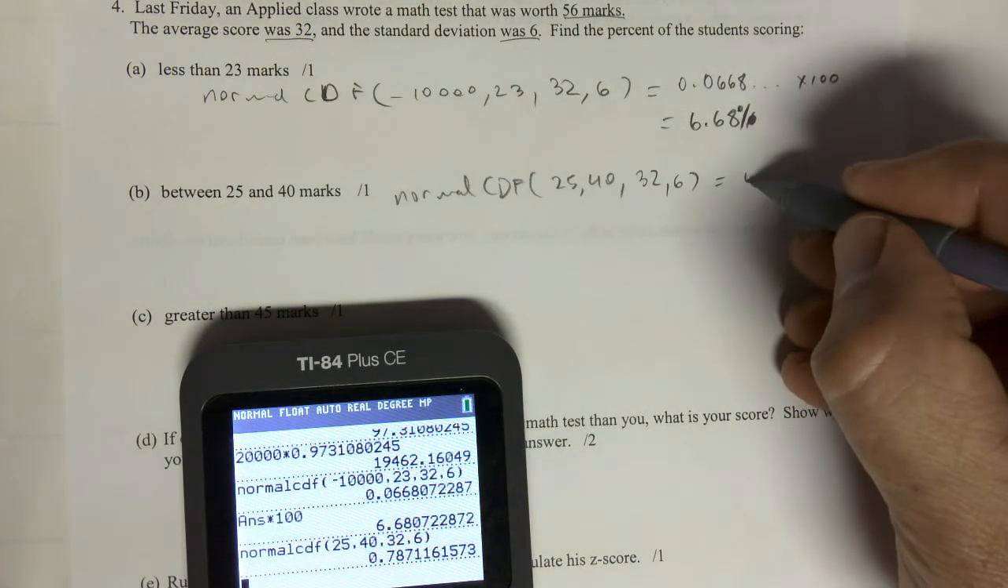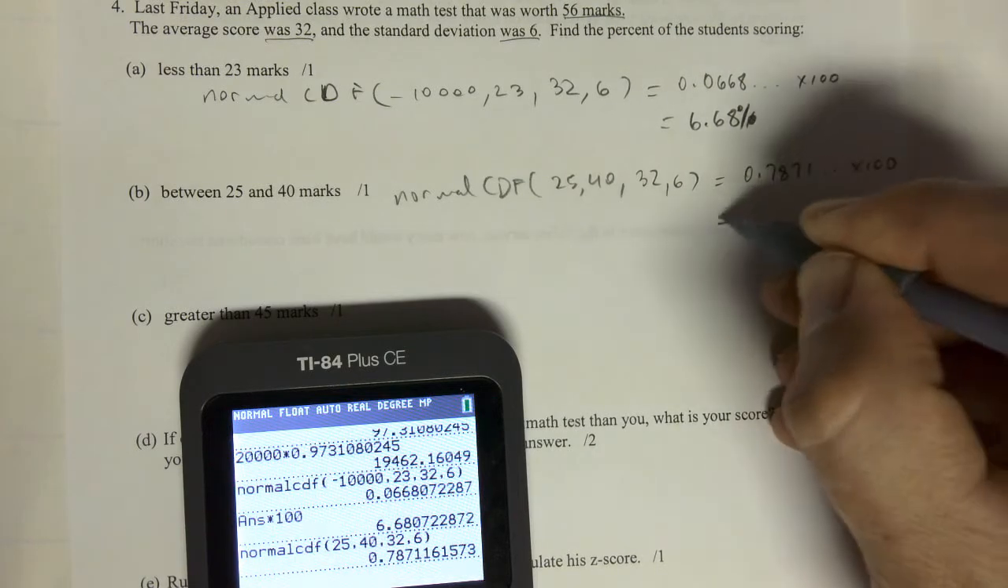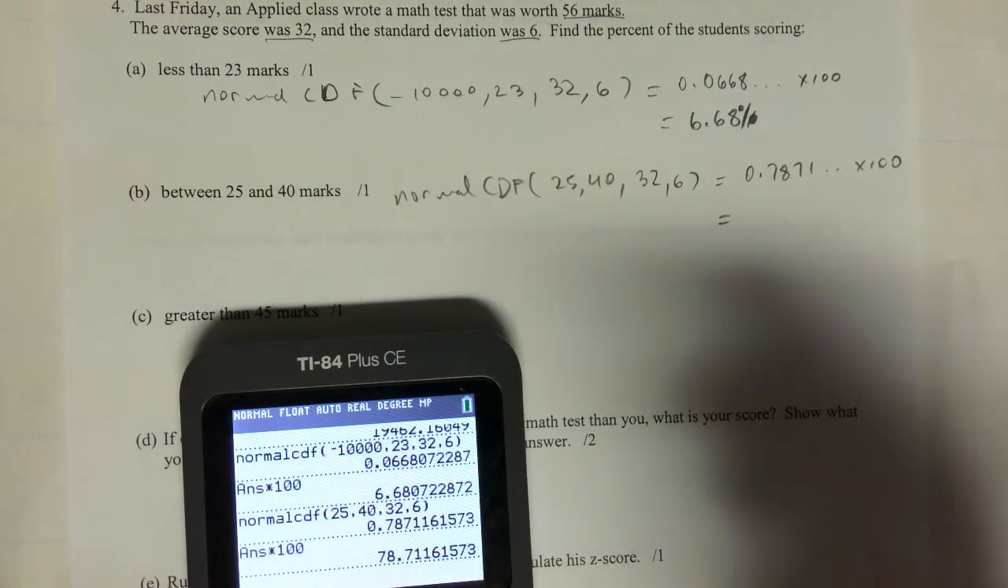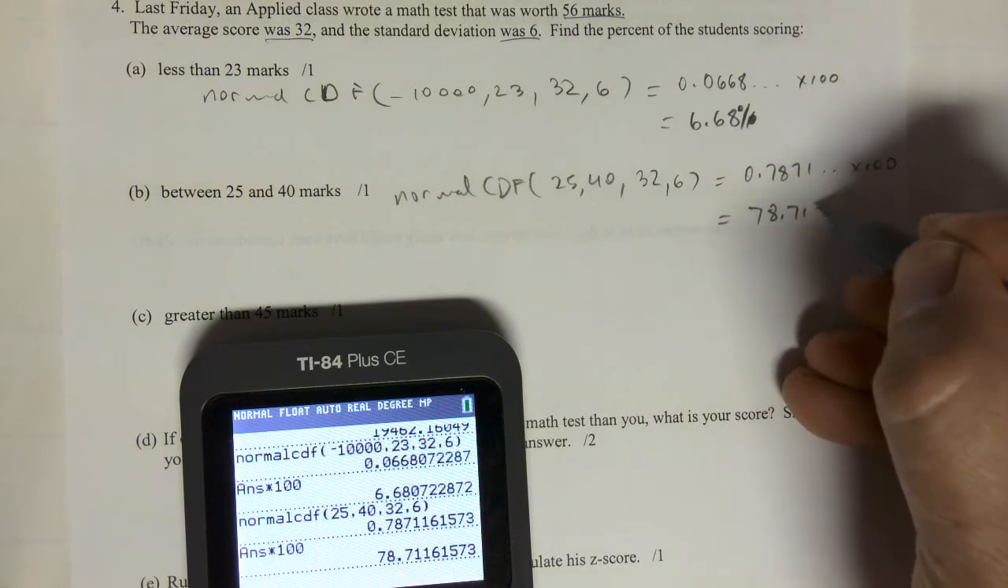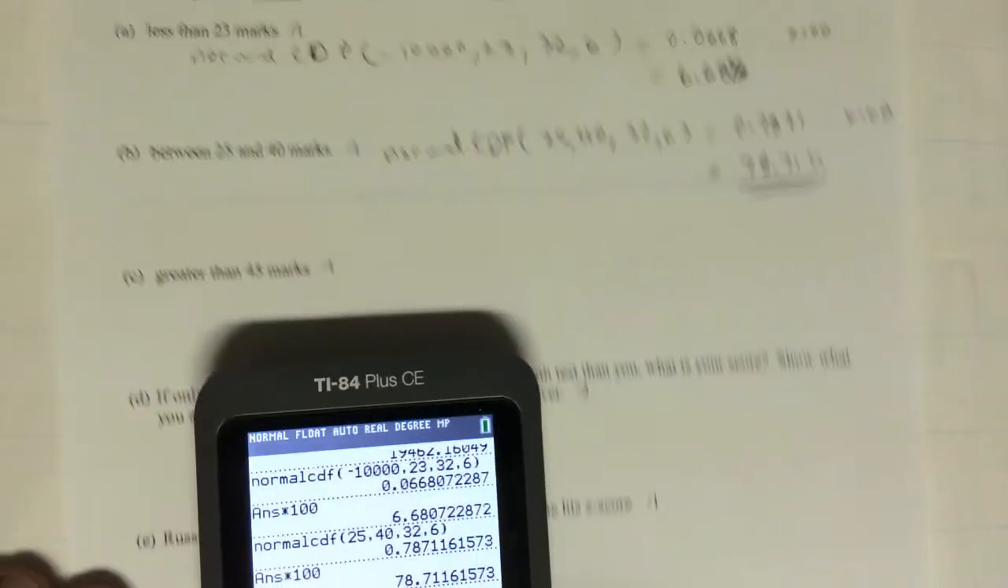And you have 0.7871 that keeps going. Multiplying that by 100, you get 78.71% of students would be between those marks.